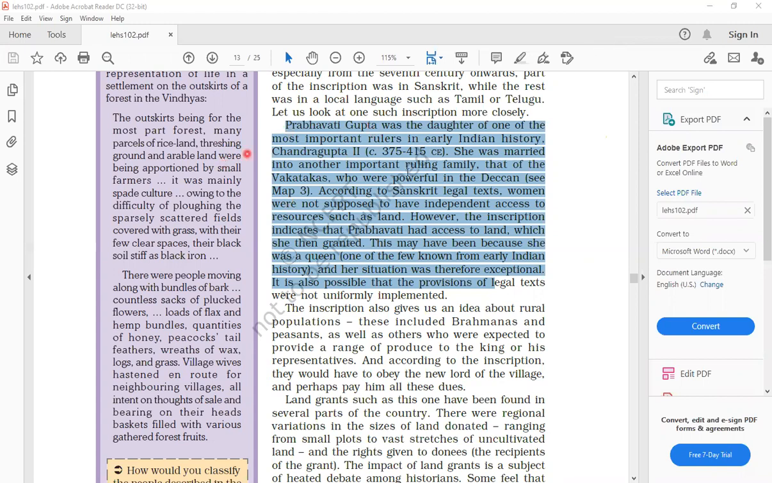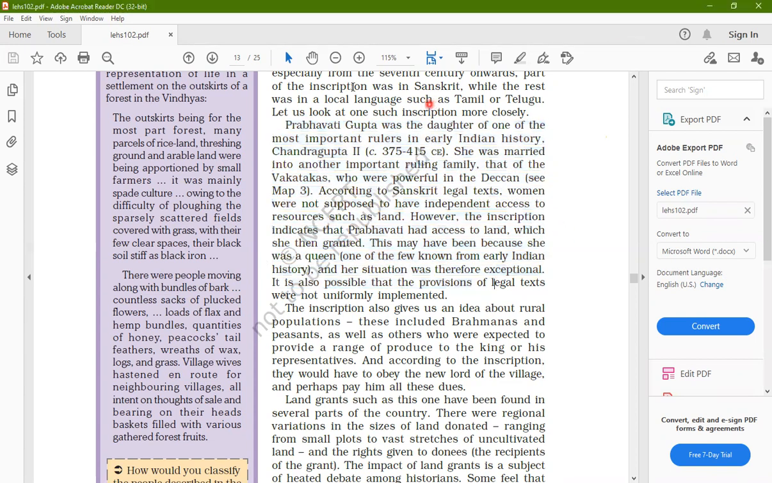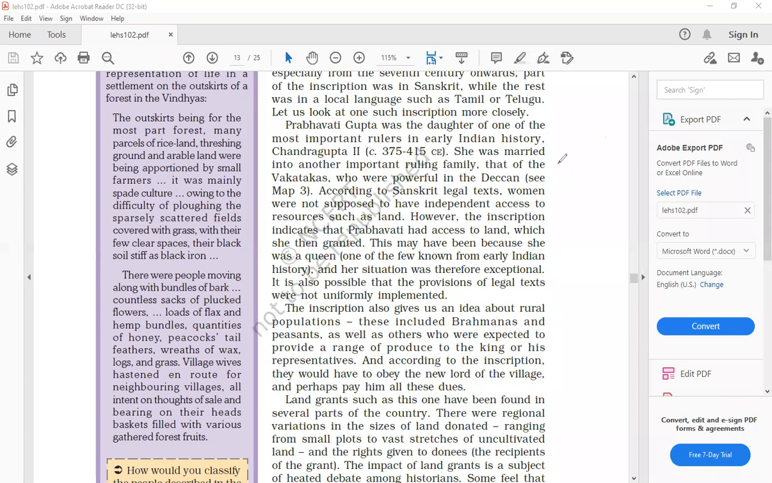So here we have that Prabhavati Gupta was the daughter of Chandragupta II. She was married into the Vakatakas, who were powerful in the Deccan. Now, what is the Deccan? The Deccan, if you see, is the southern part. Like this is India, I'm very poor at drawing. So this part is known as the Deccan part, the Deccan plateau, if you know, right? As we were continuing, she had access to land because she was a queen, and her situation was therefore exceptional.